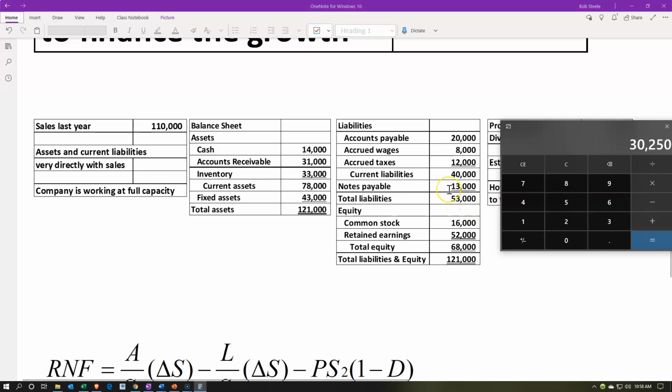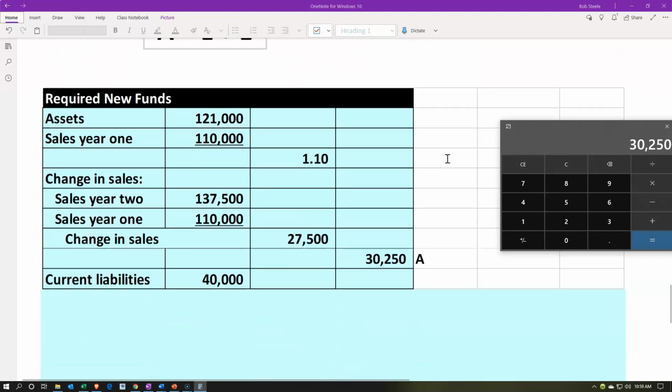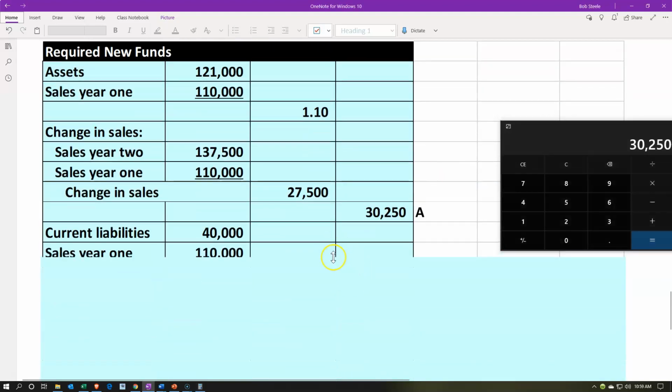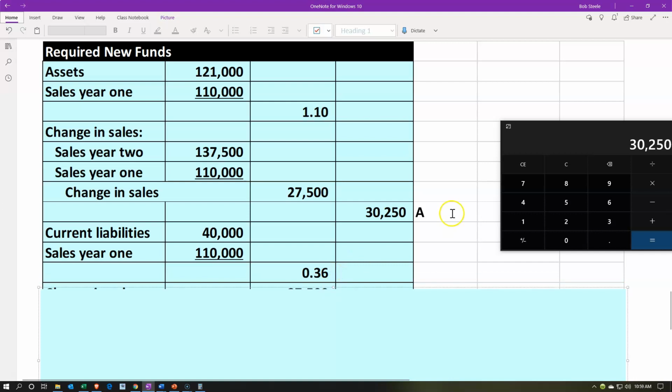We're going to say the notes payable is going to be the same. Current liabilities, the 40,000, are going to change, which is what you would kind of expect because if sales go up, you would expect the payables to go up in proportion, right? You would expect accounts payable to go up somewhat proportionally, and then the wages possibly and the taxes as well to go up proportionally to a sales increase. So we're going to say, all right, let's just take the current liabilities and divide that by the sales number. Once again, the 110,000, that's going to give us our 0.36.